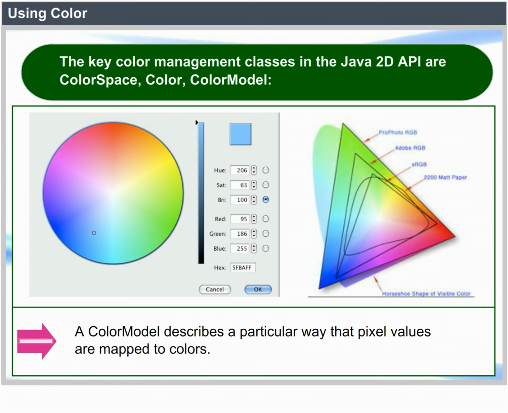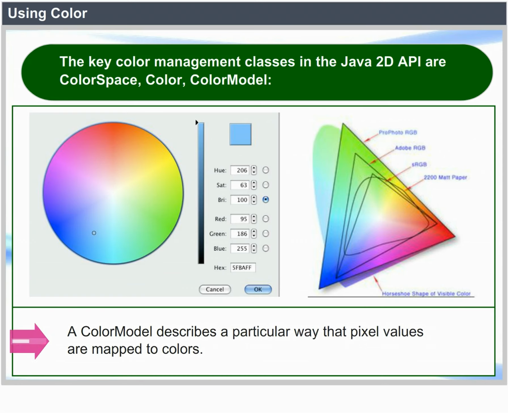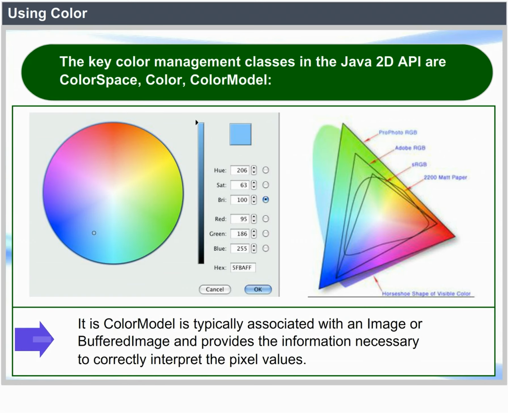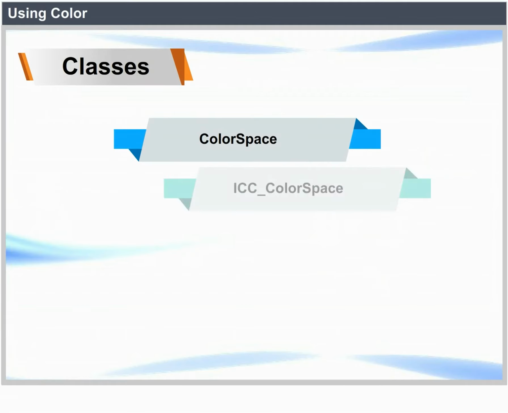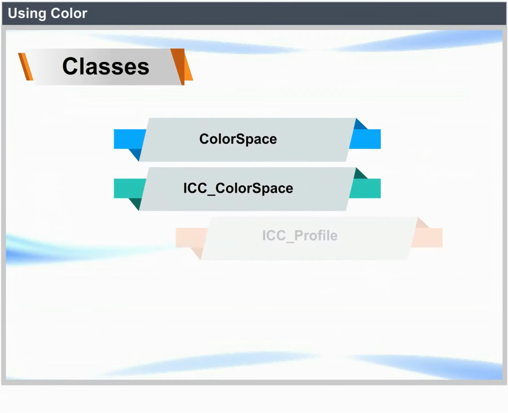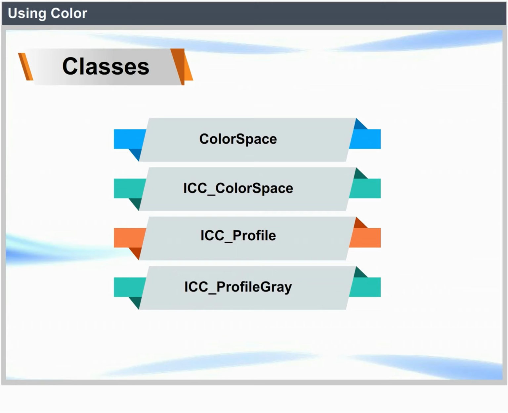A color model describes a particular way that pixel values are mapped to colors. It is typically associated with an image or BufferedImage and provides the information necessary to correctly interpret the pixel values. ColorModel is defined in the java.awt.image package. Classes: ColorSpace, ICC_ColorSpace, ICC_Profile, ICC_ProfileGray, and ICC_ProfileRGB.